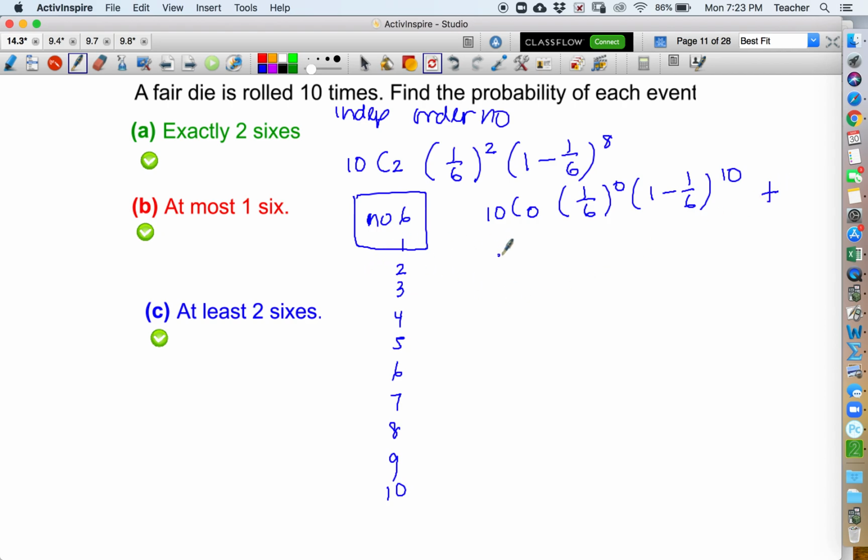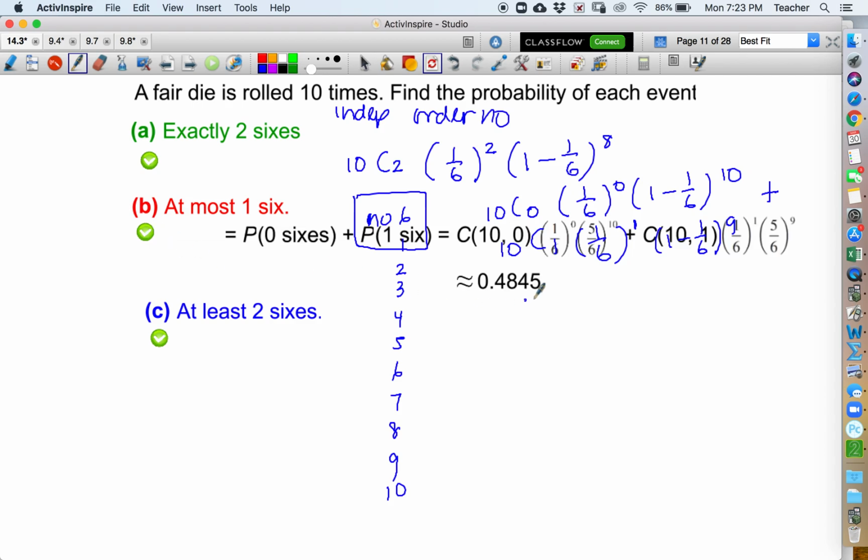Or out of the 10 rolls, you want one of them to be a 6. The probability of getting a 6 is 1/6 to the 1 power. 1 minus 1/6 is going to be to the 9 power. And that's the answer right there. And this is the answer for the first one, 0.29.